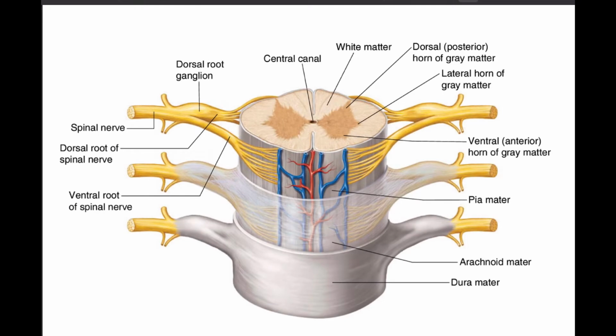And here we have two roots from this in the spinal cord. The root on the dorsal side, we call it the dorsal root, and the root on the ventral side, we call it the ventral root. So what does this dorsal root carry?